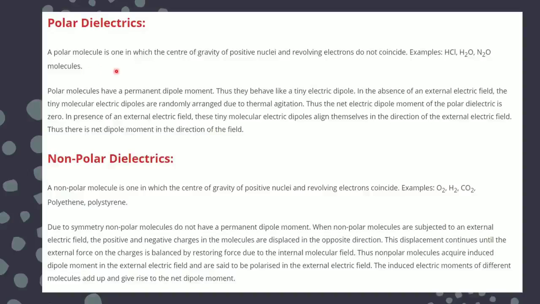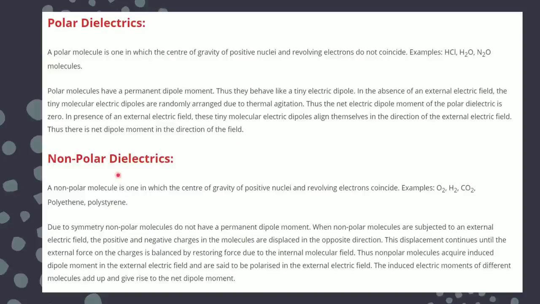Again to repeat, in polar molecules, the center of gravity of positive and negative charges are not coinciding. Examples are of course water, HCl. Of course they have some permanent dipole moment, that is why we are calling them polar dielectrics. In the absence of a field, they are randomly arranged, but when you put them in the electric field, they align themselves in the direction of the electric field.